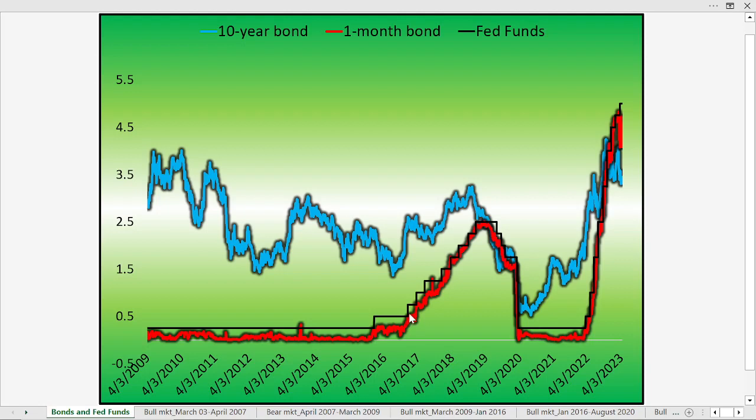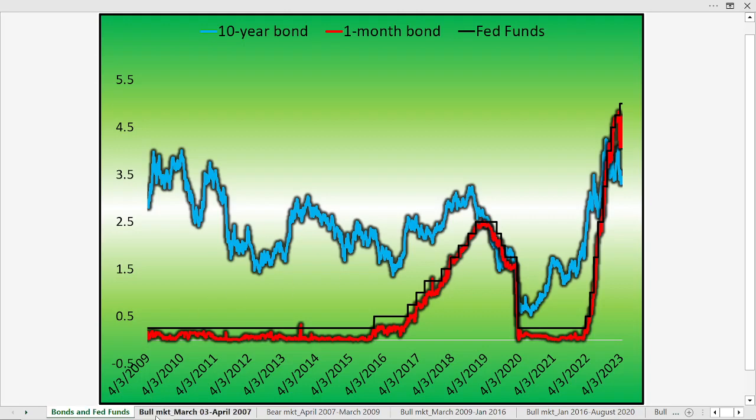Now, you'll see the federal funds rate tracks very closely to the 1 month bond. In other words, the shorter the maturity, for example a 1 month bond, the closer those bonds tend to move to the federal funds rate. The 10-year bond moves in anticipation of higher or lower interest rates, to be sure, but also in respect to longer-term macroeconomic forces.